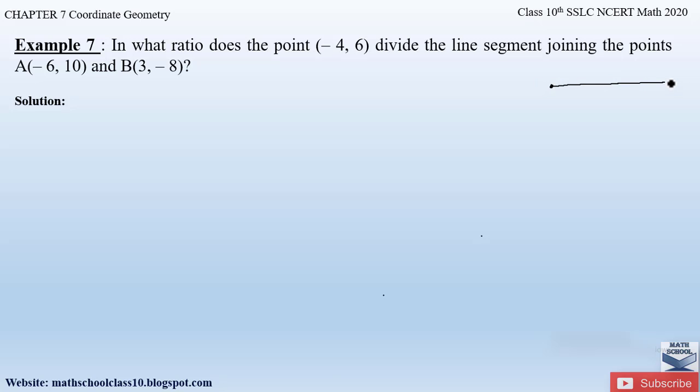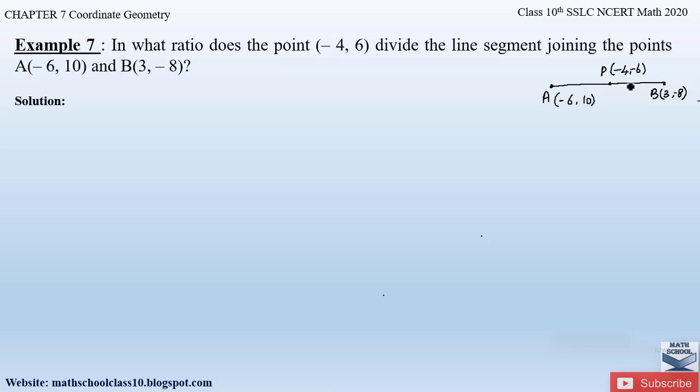So we have a line segment AB whose coordinates are given as -6, 10 and 3, -8. Here there is a given point, let us name it as P, whose coordinates are -4, 6. So we have to find out in what ratio this point divides the line segment AB. Basically here they have not given us the ratio, but they have given us the point, compared to our previous example, example number 6, where they had given us the ratio and asked us to determine the point. So again here we will apply the section formula and find out the ratio.